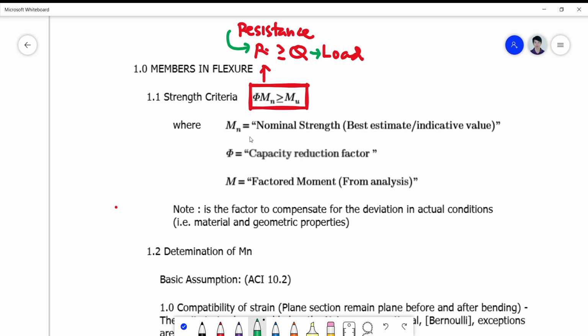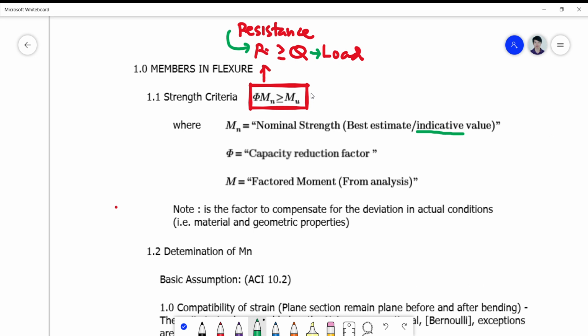So we know that Mn is a nominal strength. It's only an indicative value. It is not an accurate value, so we need to make sure that we apply some factors of safety, which is more on the resistance. While the factor of safety here, Q, is actually the overload. Your Q here, which involves Mu, is actually your required strength, which covers some factor of safety due to overloading.